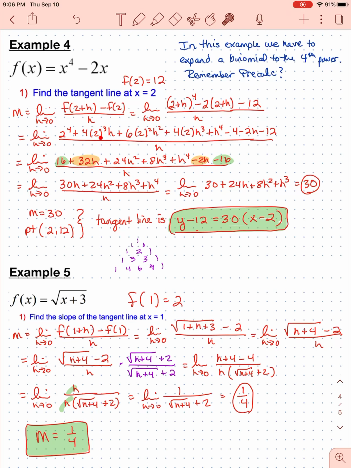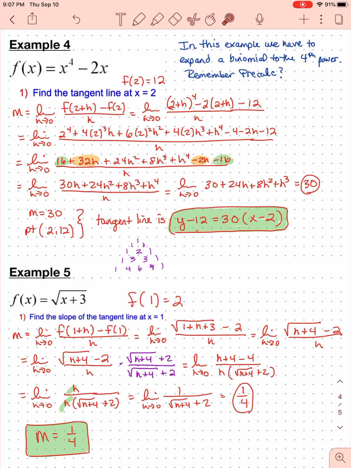So we're now going to simplify this, and the 2 cubed is 8 times 4 is 32, 4 times 6 is 24, 2 times 4 is 8, and negative 4 and negative 12 is negative 16. The 16 here from 2 to the fourth and the negative 16 at the end here are going to cancel. We have 32h and negative 2h to give us 30h, and none of the other terms are similar or alike. So we now have 30h plus 24h squared plus 8h cubed plus h to the fourth all over h.